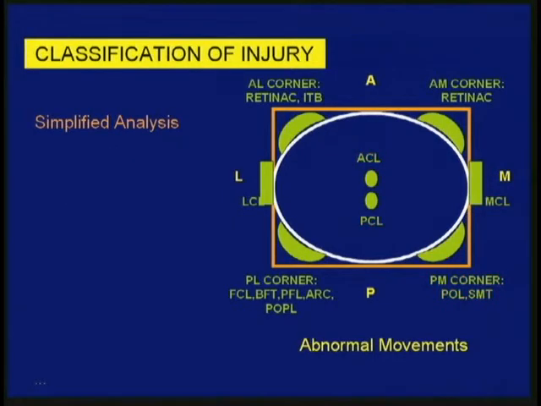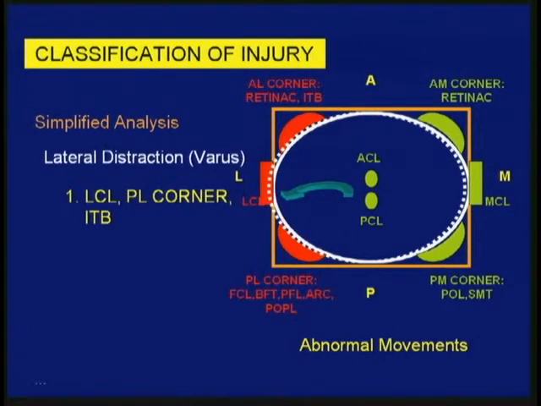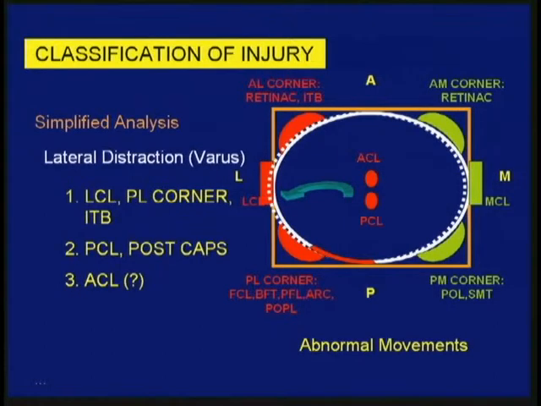Our fourth scenario is lateral distraction or varus. This is uncommon. All right, three stages. The first is injury to the lateral supporting structures as they will open up and fail. Then maybe the central collateral ligament, the posterior cruciate ligament, and tensile failure of the posterior capsule. And then the other central collateral ligament, the anterior cruciate ligament, may fail.